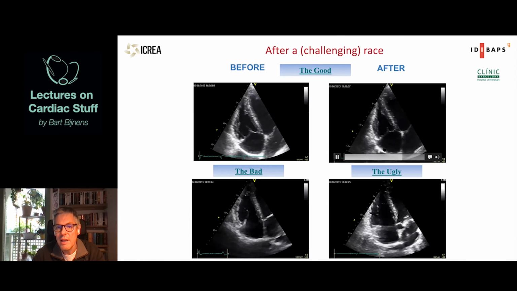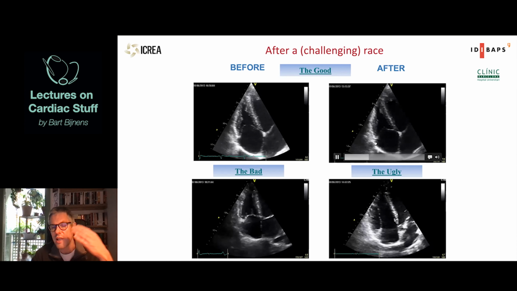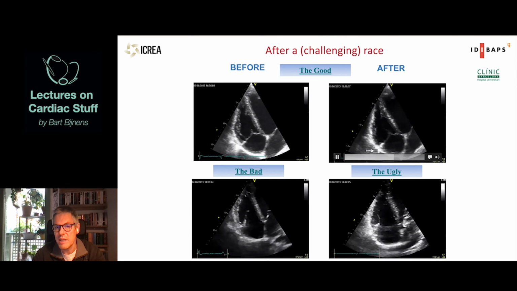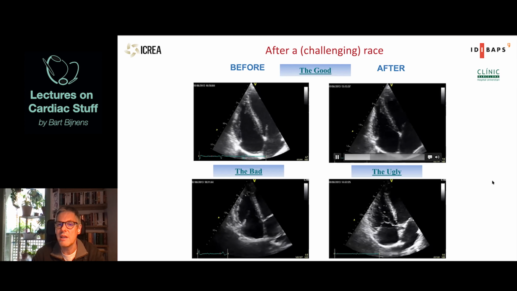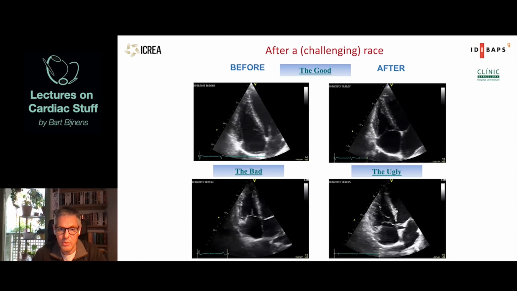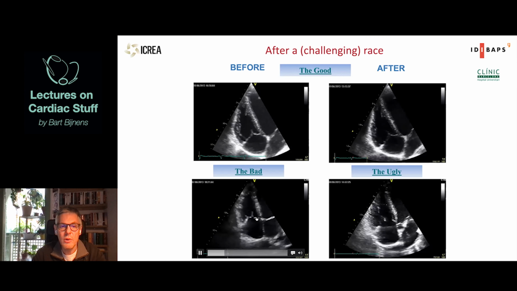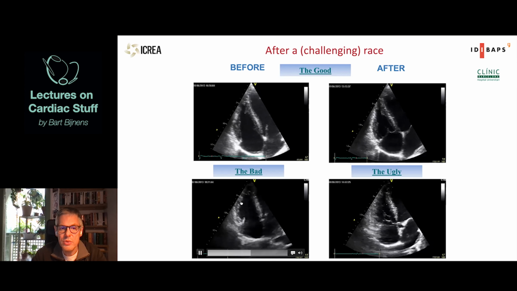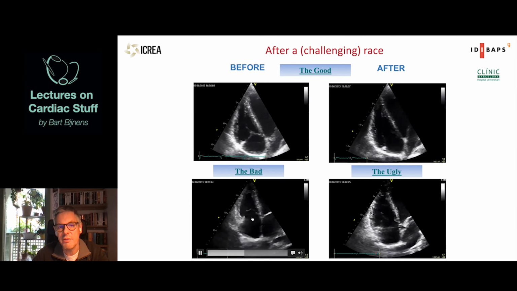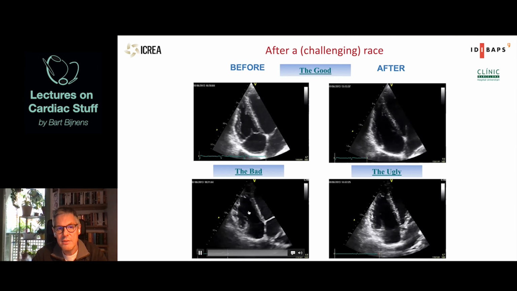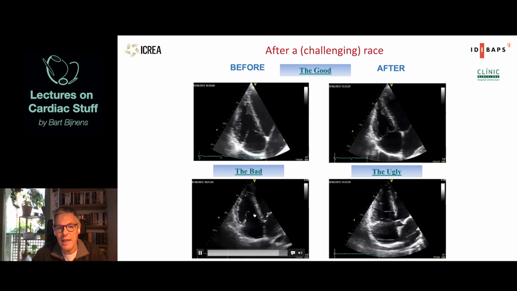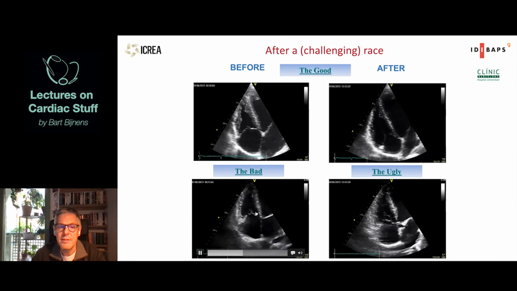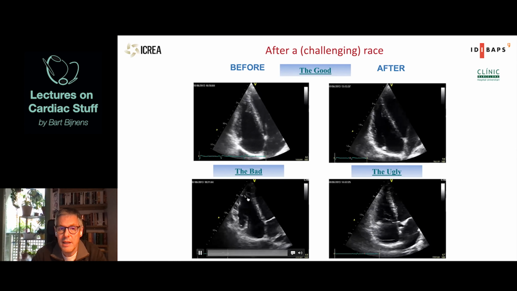If you look here at the ring displacement, which is a rough estimate of the strain, you see that it might be even increased. So this is clearly a good adaptation to exercise. Now, if we look at this ventricle here, first of all, when you compare these two, you see already that this ventricle looks different. It seems to be shorter and wider. So you see that this is a more spherical ventricle.